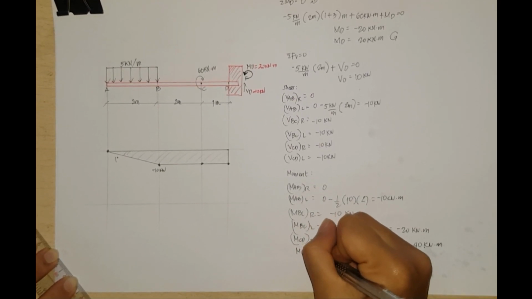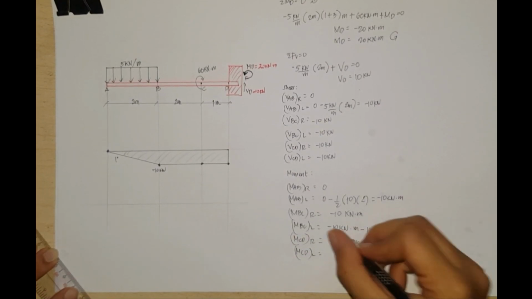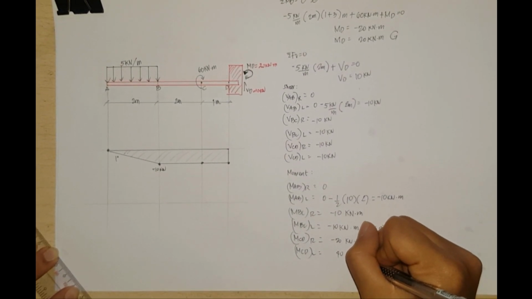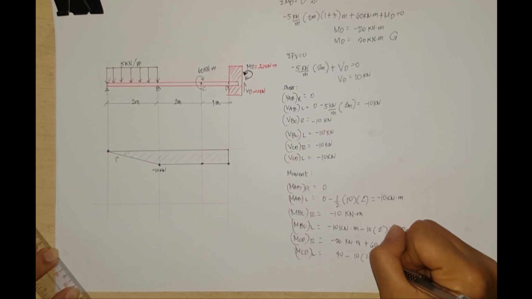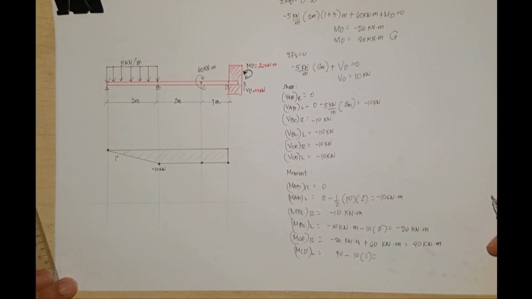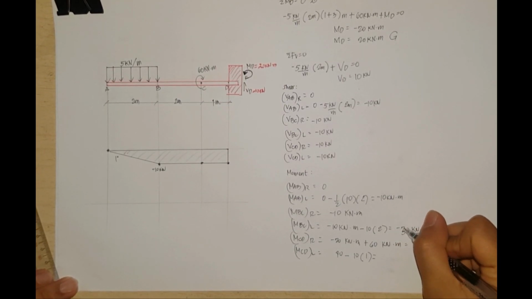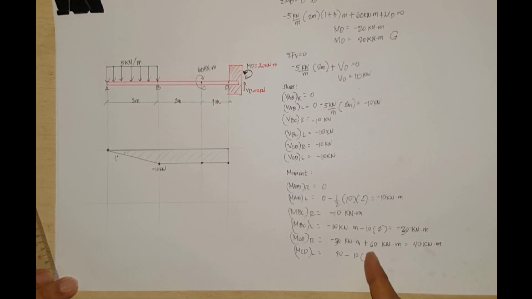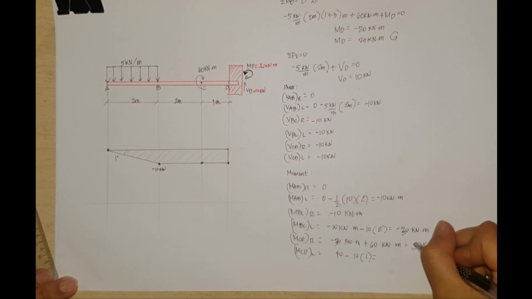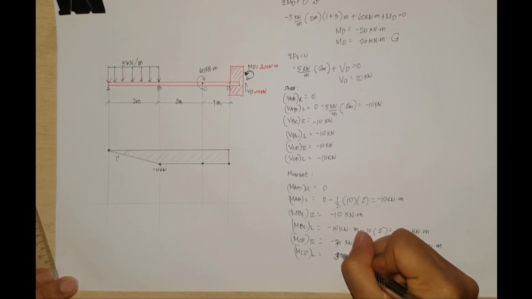And then, MCD left. Dito na tayo. Is there any area in the shear diagram we have, which is equal to 40 minus, this is 10 multiplied by 1 meter. So, correction lang, this must be negative 30 kilonewton dot meter. So, we have negative 30 kilonewton dot meter plus 60. Kaya magiging 30 kilonewton dot meter. Then, copy natin 30. Yan.